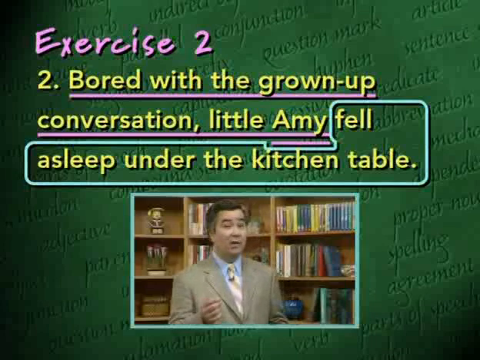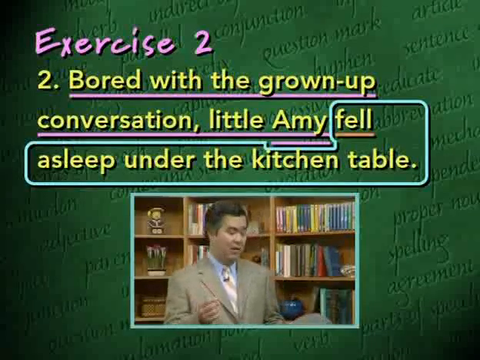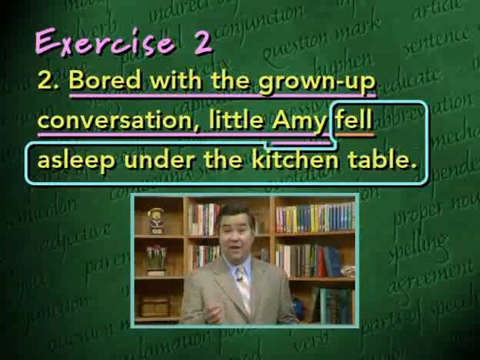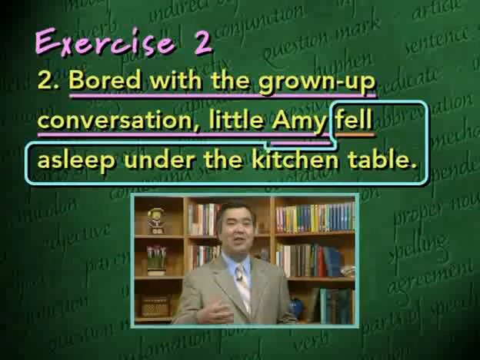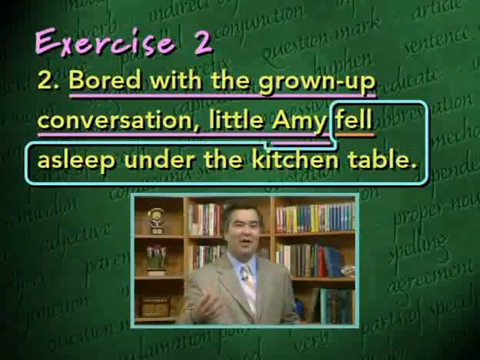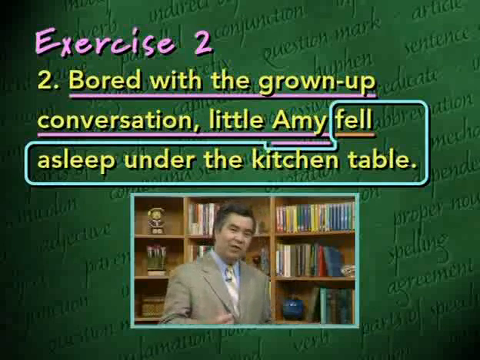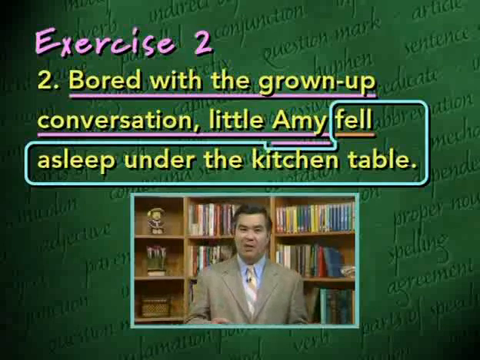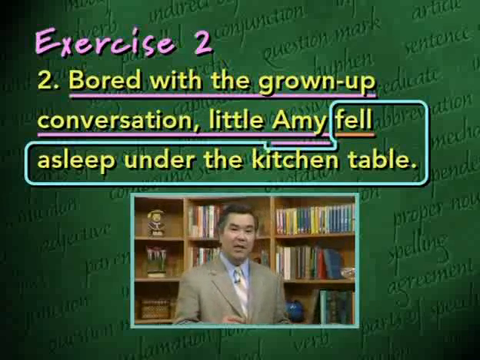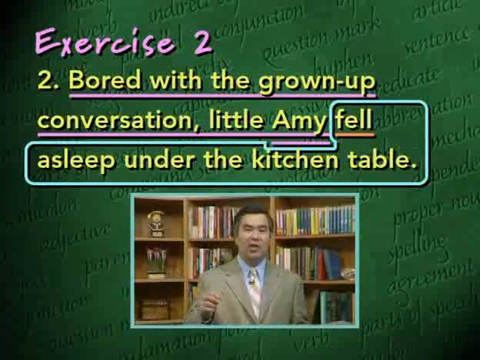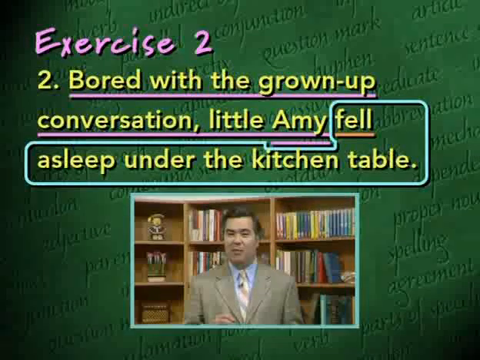Which word is the verb, the most important word in the predicate? The answer is fell. What did Amy do? She fell. And the rest of the words in the predicate give us more information, specifically that she didn't fall off a ledge or off a sofa. She fell asleep. And where did she fall asleep? Under the kitchen table. So the subject is bored with the grown-up conversation, little Amy, and the predicate is fell asleep under the kitchen table. And fell is the most important word in the predicate, the verb.